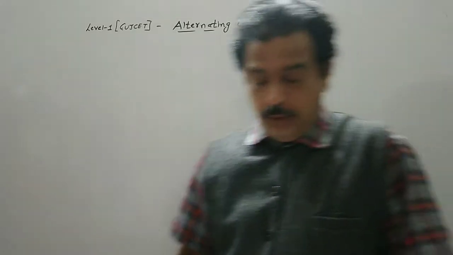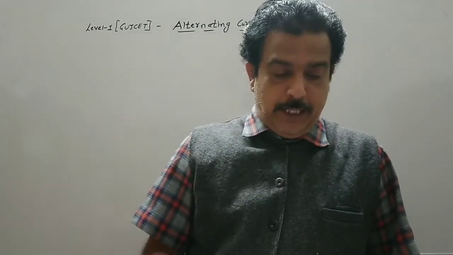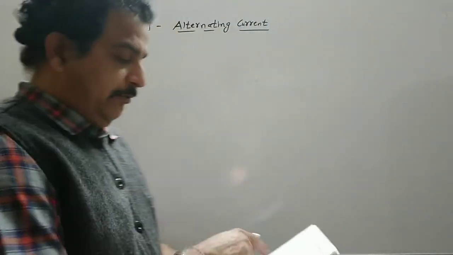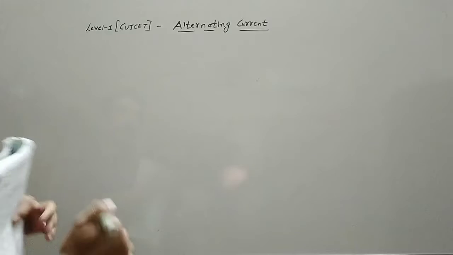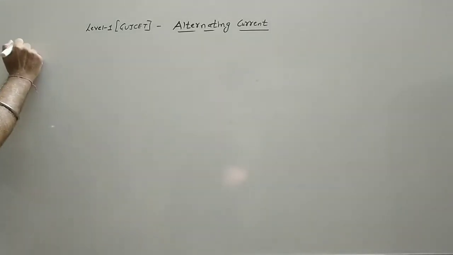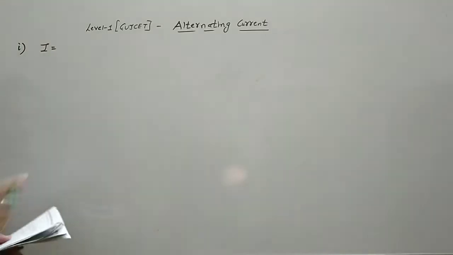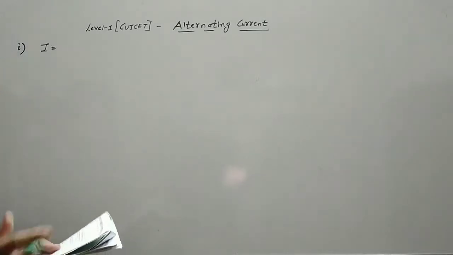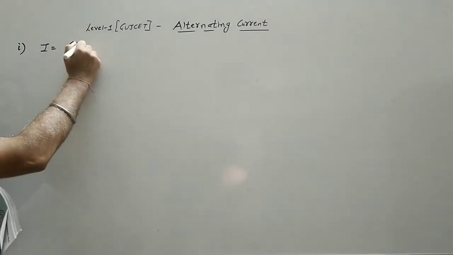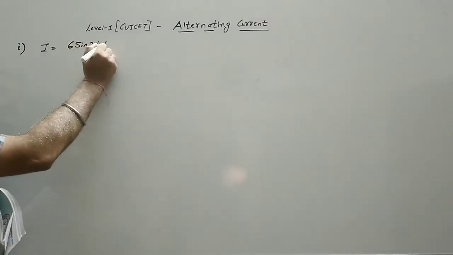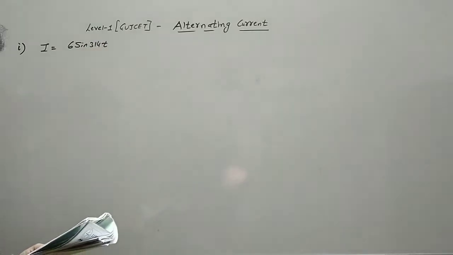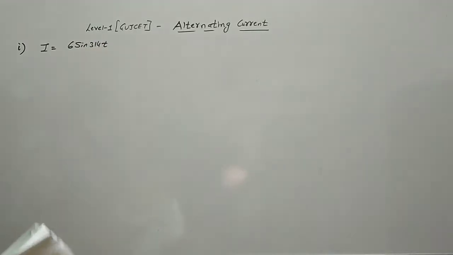Let us move to MCQ number 1. The instantaneous current from an AC source is I equal to 6 sine 314t. What is the RMS value of the current?